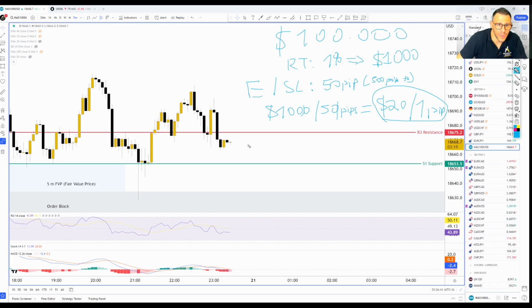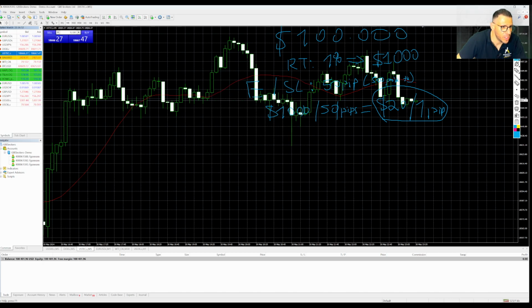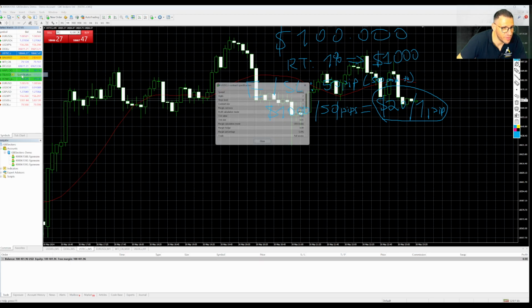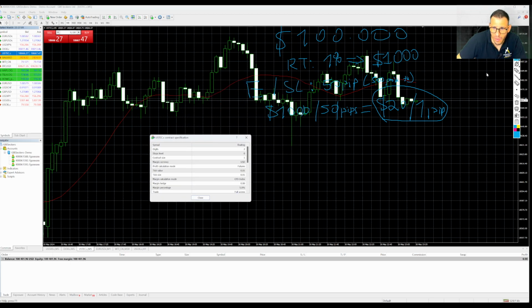Now, how do we know what number should we put on the MetaTrader platform? Well, we open the MetaTrader platform. We find the Nasdaq, in this case is the US tech here. We right click on that and we open the specifications. Here on the specifications, it says that the contract size equals to 1. If you check on any currency like the pound, US dollar, the contract size, it will say it's 100,000. In this case, the contract size, it says it equals to 1.